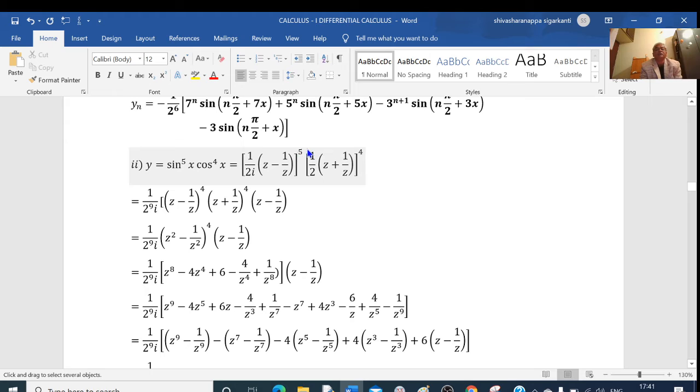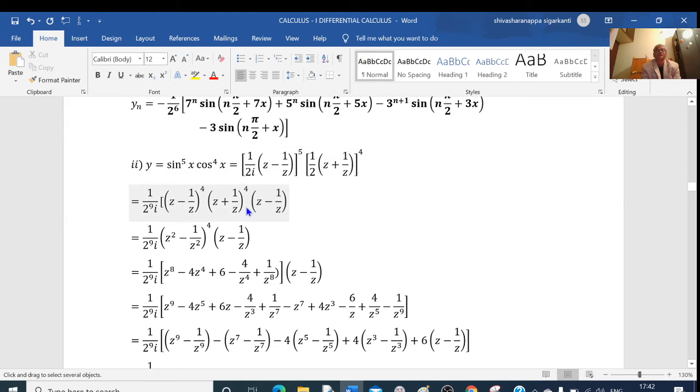i to the power of 5 can be written as i square into i square into i. i square is minus 1, so minus 1 into minus 1 into i, which is plus 1 into i. So finally I am getting i here. i to the power of 5 is nothing but just i. So we have 1 by 2 raised to 9 into i. And I will write (z minus 1 by z) to the power of 5 as (z minus 1 by z) to the power of 4 into (z minus 1 by z).